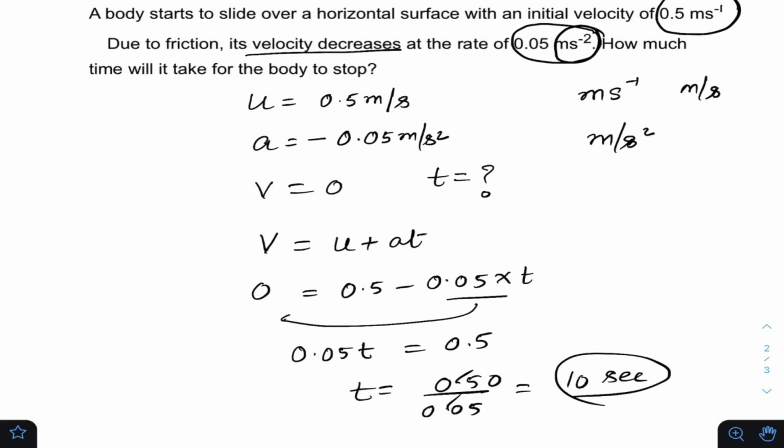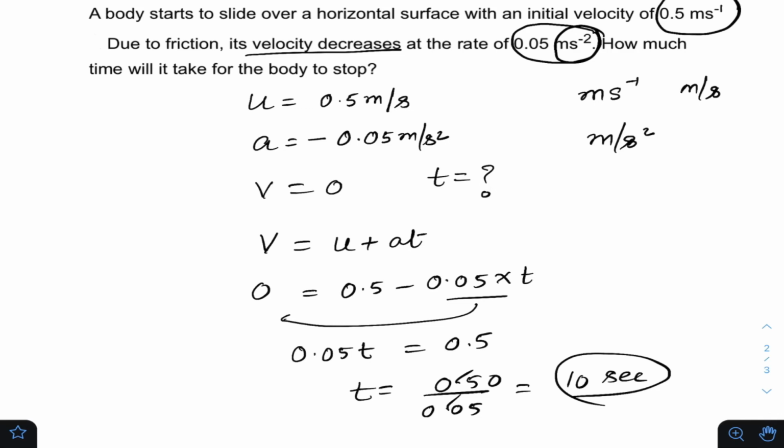So this way we have to use those equations of motion to solve such types of numericals. And I must tell you students, whenever you are going to face exams, you are going to get around 15 to 20 marks of numericals in the whole question paper. So you have to take all these things seriously.